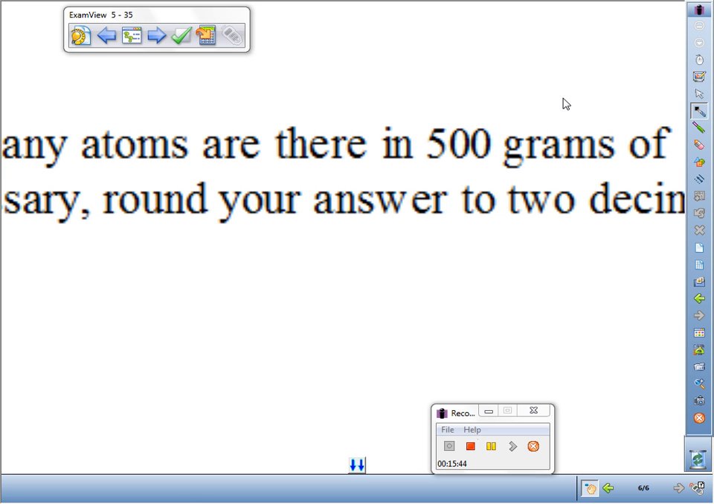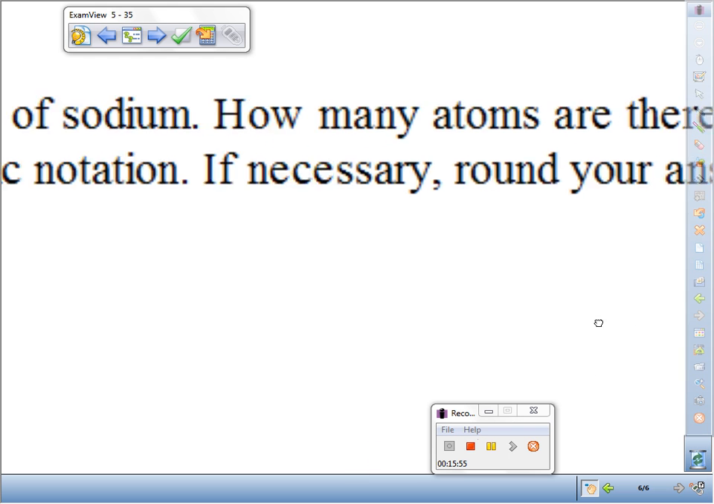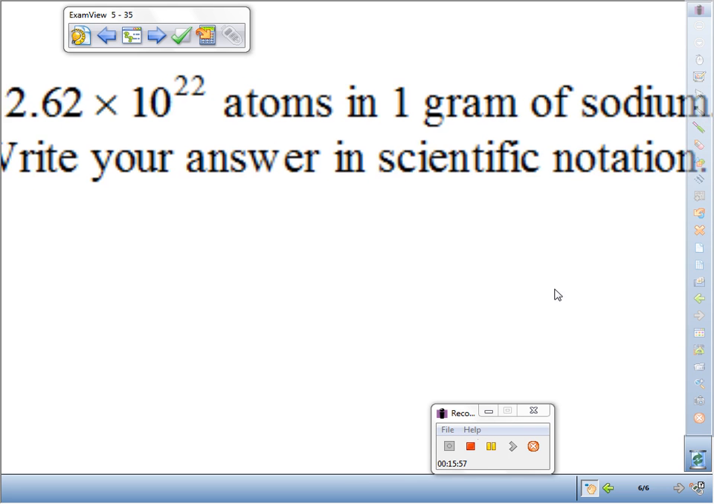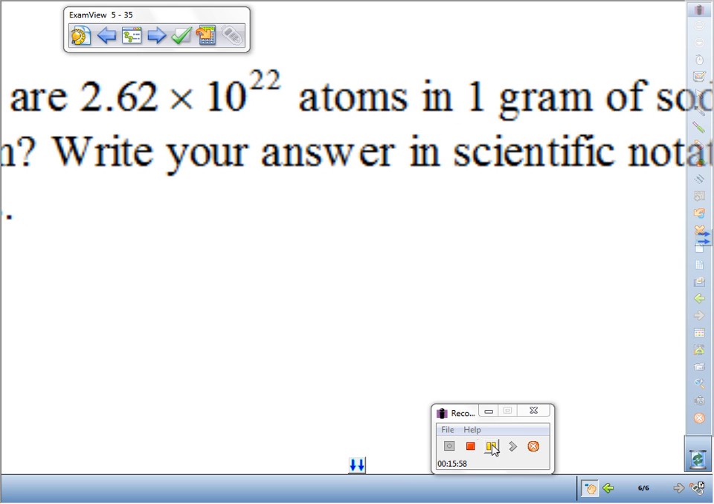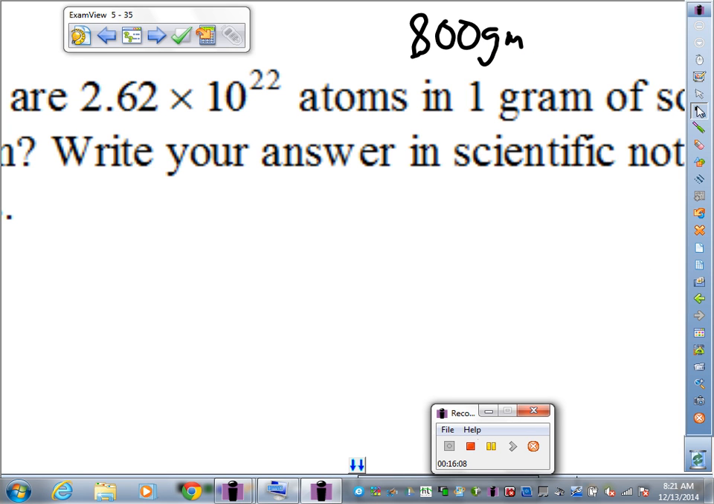Let me change this. Okay, 800 grams. Very good. So, see if you can do that one by yourself, please. Go. I'll give you some time. And we're going to check for 800 grams. As you're finishing up, let me start writing out the steps. Here we go.